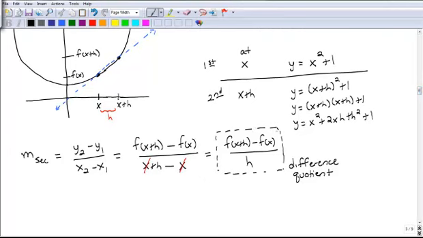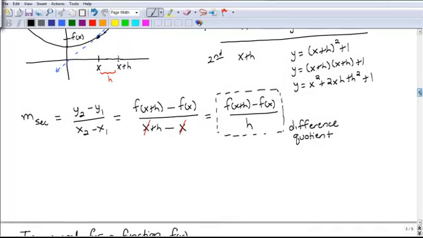And this works for any function in the world. F of x plus h, you plug in x plus h as your second point. F of x, you plug in x as your first point. And the x plus h minus x just leaves an h in the bottom. Well, if I want to find the slope of the tangent line, the slope of the tangent line just turns out to be the limit of this as h goes to 0.